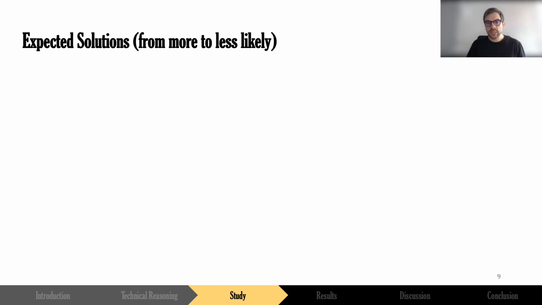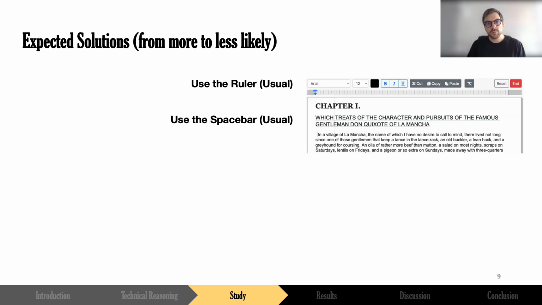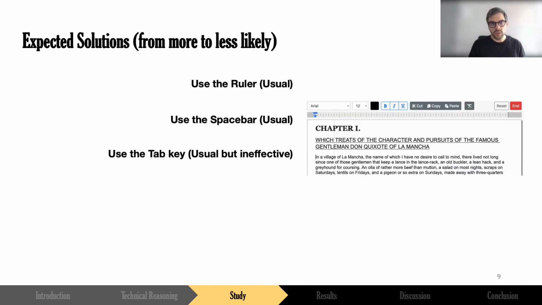So through pilot testing, we identified some usual solutions. For example, using the ruler to adjust the indentation in the paragraph, or using the spacebar to insert spaces in front of the sentence, like I said before, or using the tab key to insert a tabulator character, which was purposefully designed to be a bad solution because, as you can see, it's way beyond the guideline.